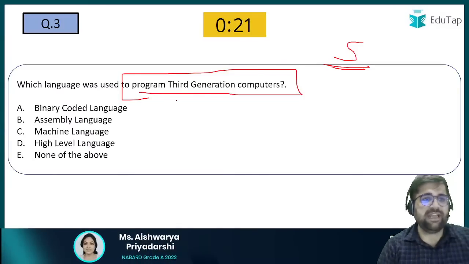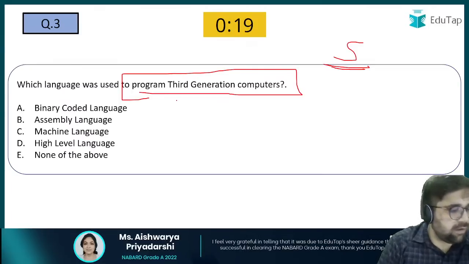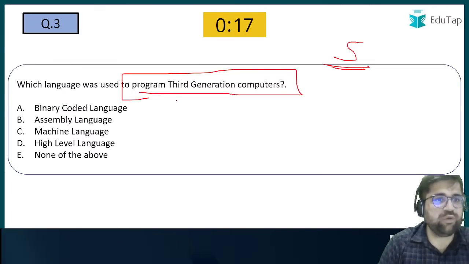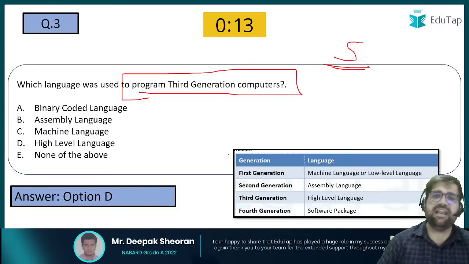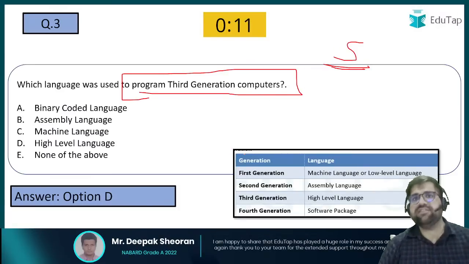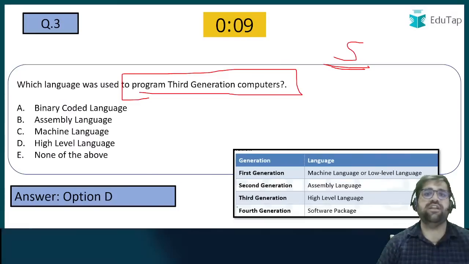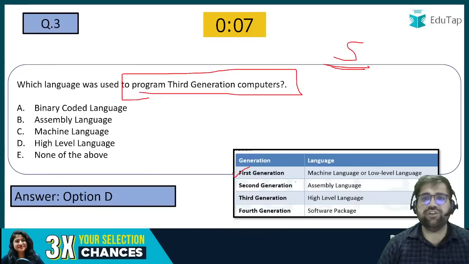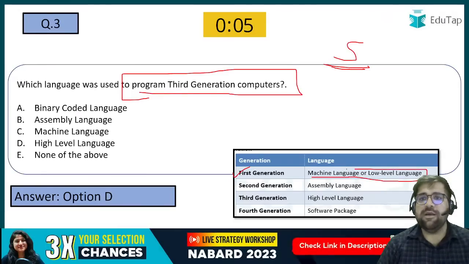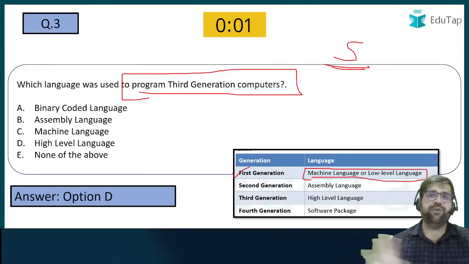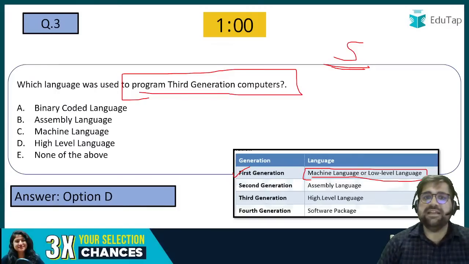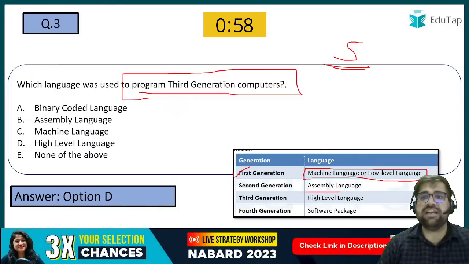Rosa is going with D, high level. Cool. Ravi is going with assembly. See, also remember this particular chart. The correct answer is high level, but do not care about the answer. First, right now we are focusing on the revision. First generation was using machine language or low level. Machine level language is that particular language which can be understood by the computer. As simple as that. Second generation computers were using assembly language.